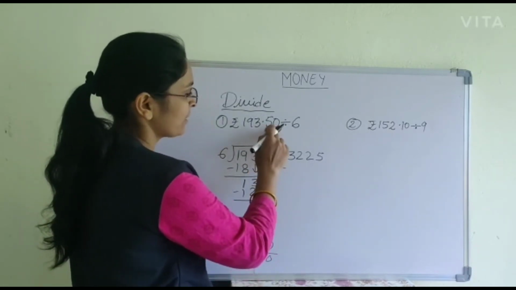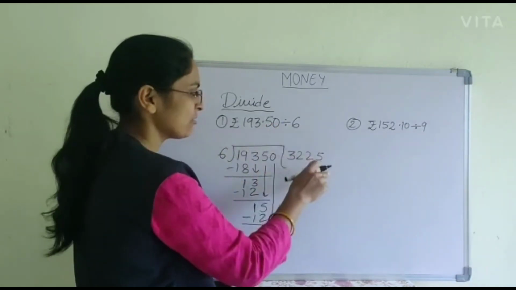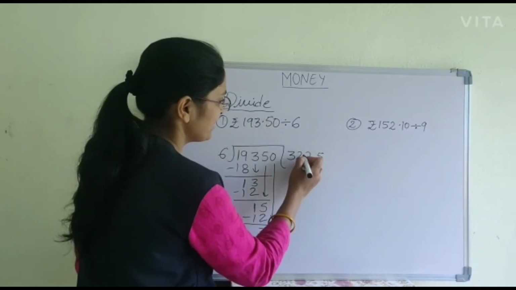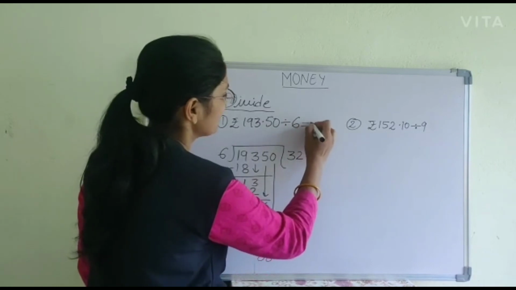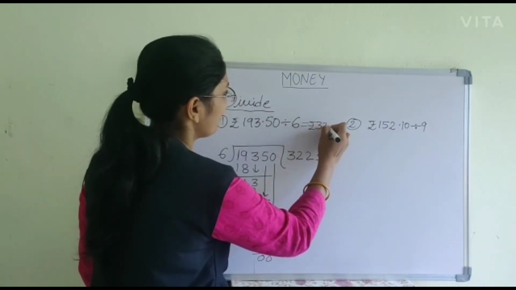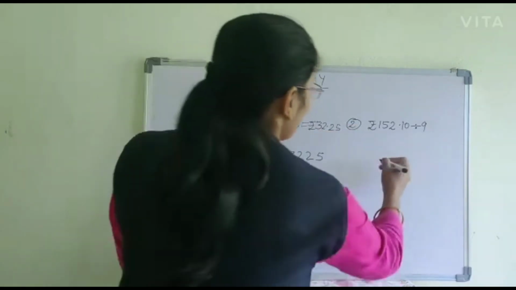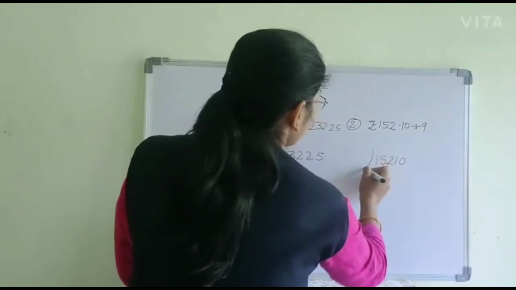After this decimal 2 digits are there. So in answer also we want only 2 digits. So 1 2. So 1 and 2. Here the decimal will come. That means rupees 32.25. Now second question is rupees 152 and 10. Okay, divided by 9.